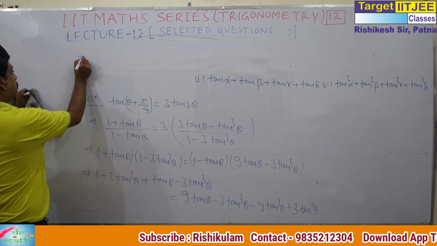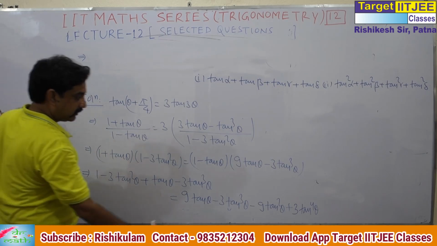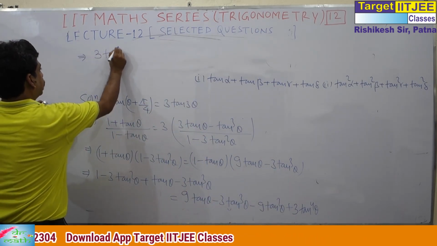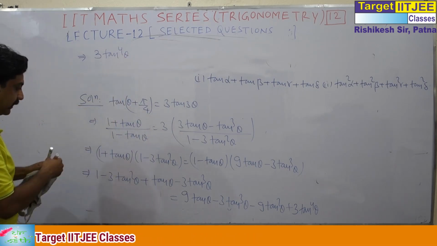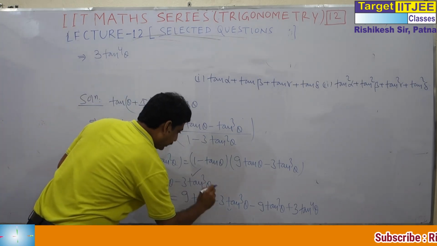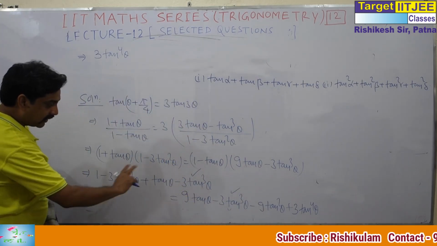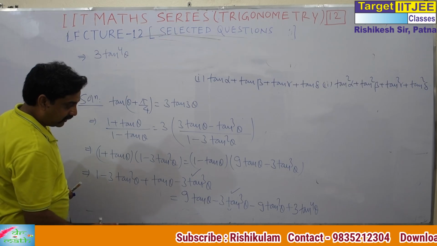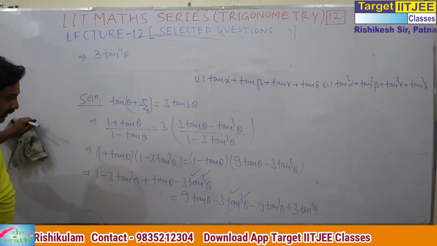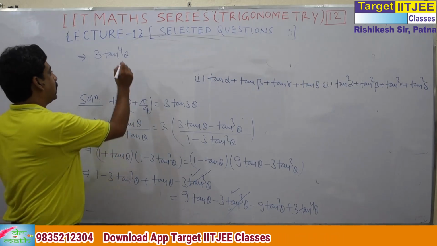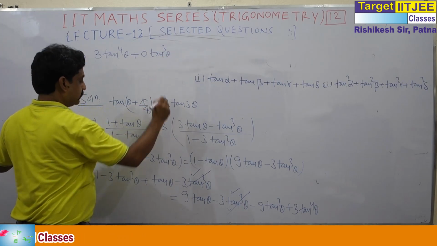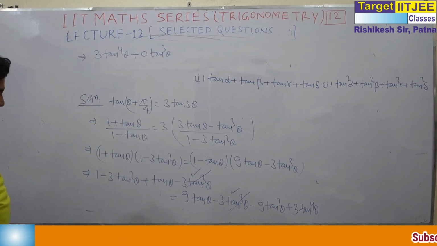So what is the highest power? 3 tan to the power 4 theta. Next one, tan cube theta. Where is tan cube theta? Here and here. These are on two sides and the signs are the same, so this will be cancelled. Is there another tan cube theta? No, there is no tan cube theta. So this is 0 tan cube theta. Must write 0. Now, see tan square theta.